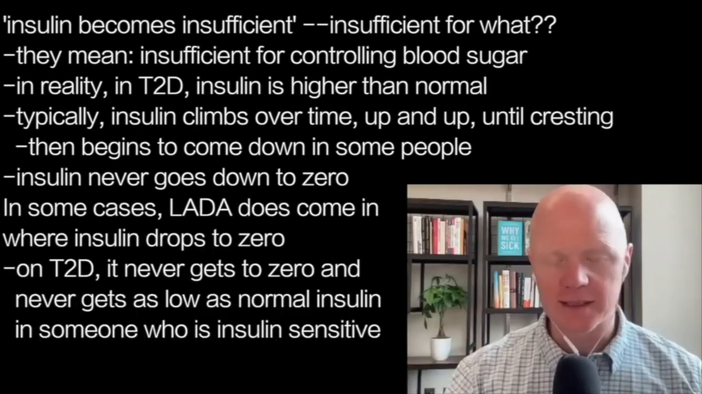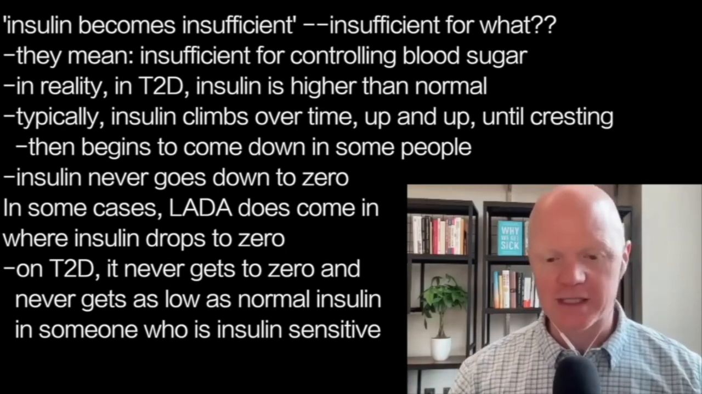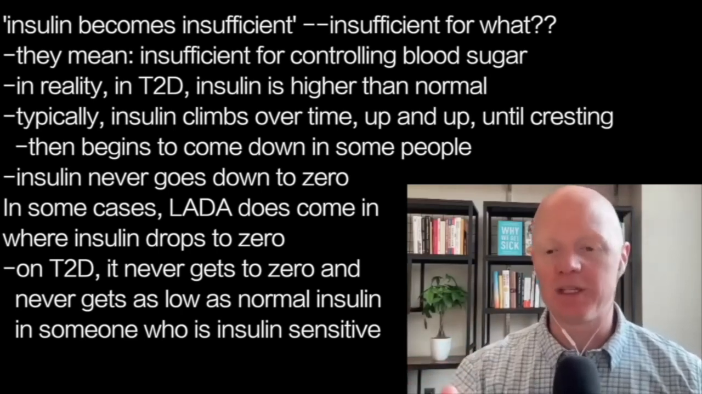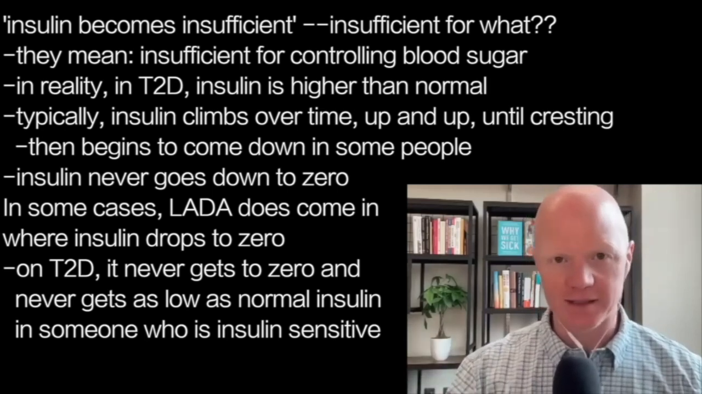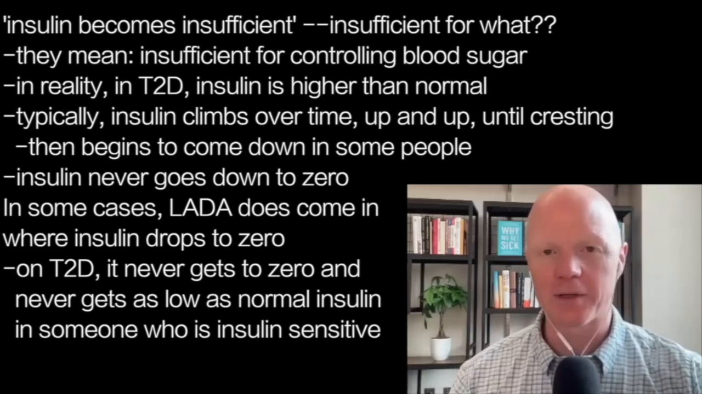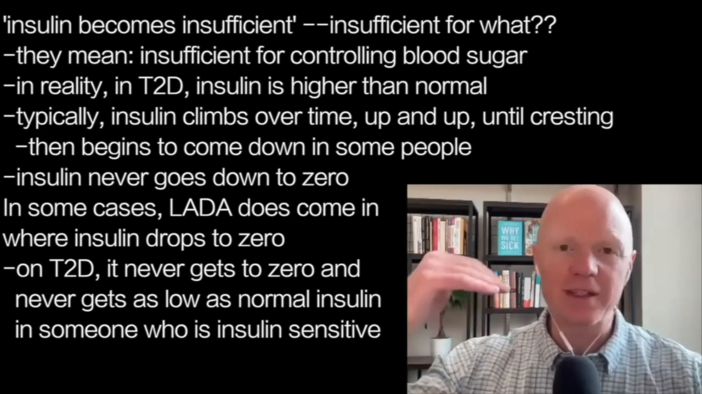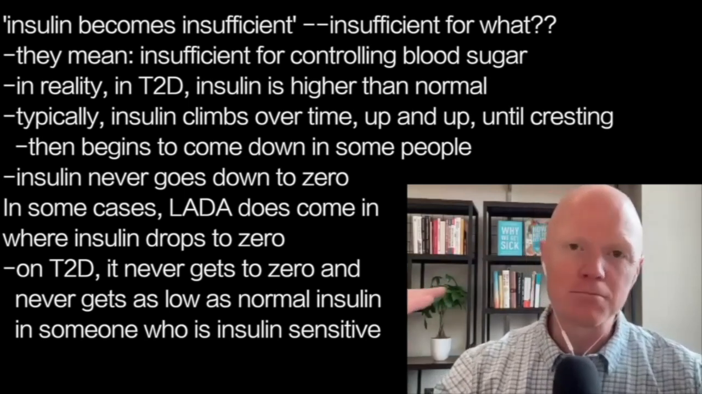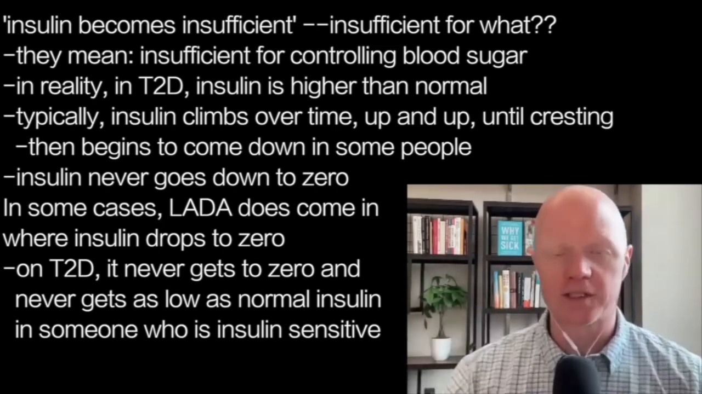Now, there are rare instances called LADA, L-A-D-A, latent autoimmune diabetes of the adult, which is basically just a late onset type 1. It may be coincident that someone with type 2 diabetes develops type 1 later in life, but that's not type 2 anymore. And that's a different disease that just happens to be targeting the pancreas. So with type 2 diabetes, insulin never goes to zero, even though it may come down a bit. But even if it comes down and it peaks and crests and starts to drop again, it's still multiples higher than it was before the person ever started on this journey towards type 2 diabetes.